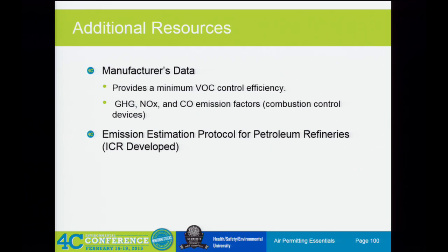There's a variety of guidance on flares. There's a bunch of sources. There's a TCEQ guidance, there's an EPA guidance, and there's also Petroleum Refineries Protocol guidance on flares to get you through flare emission calculations.